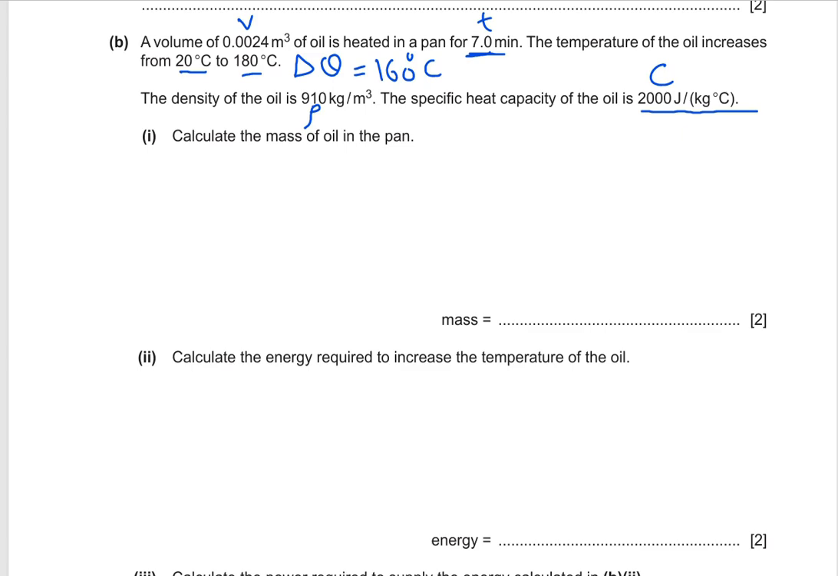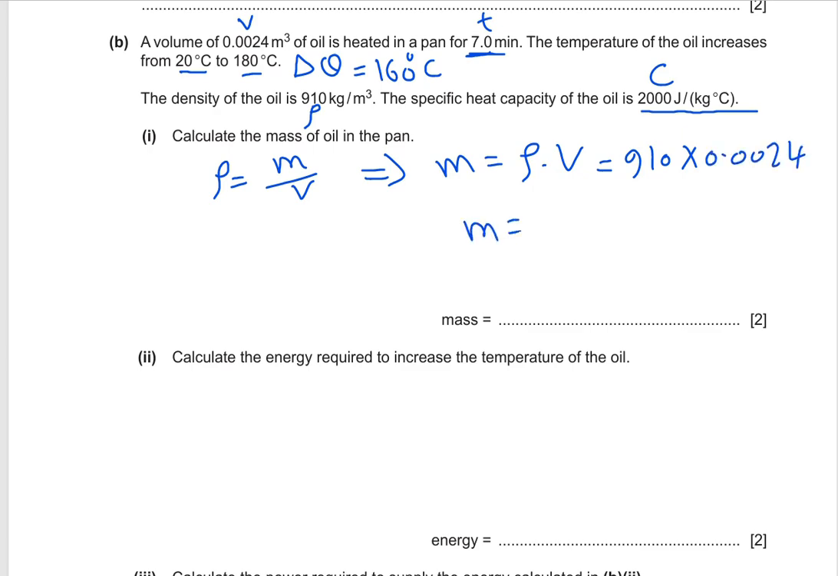Now they say calculate the mass. We already know that density equals mass over volume. So the mass is going to be density multiple volume, which is 910 multiple the volume, which is 0.0024. And the answer will be almost 2.2 kilogram. This is the mass. Please pay attention to the unit. Here we use kilogram because in the density it is kilogram per cubic meter.